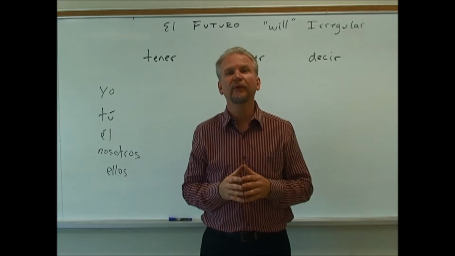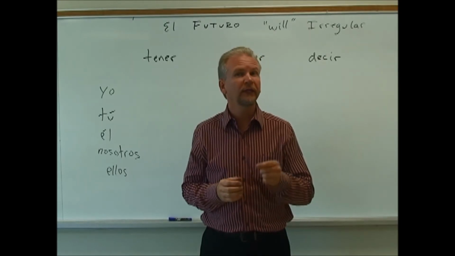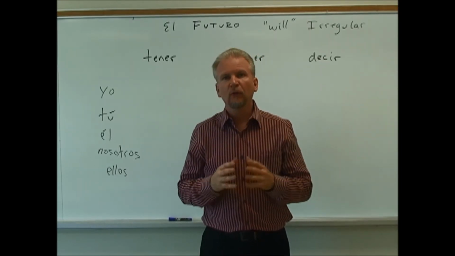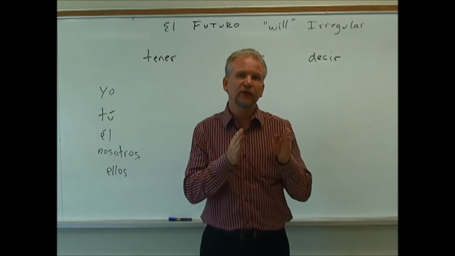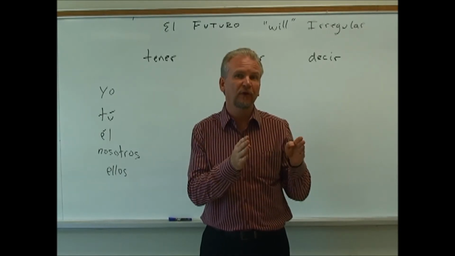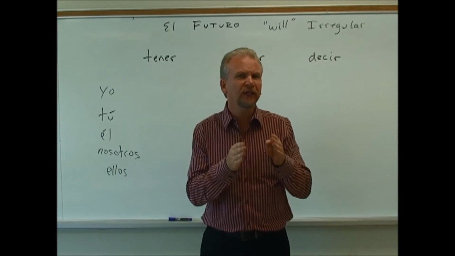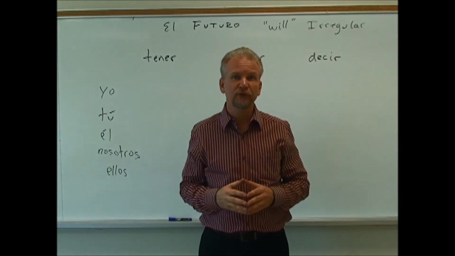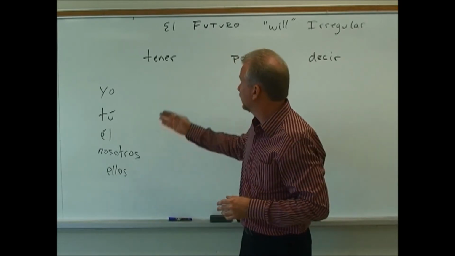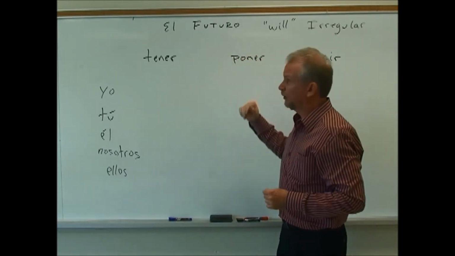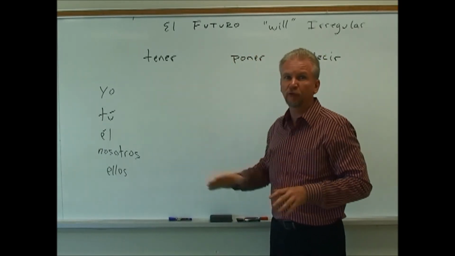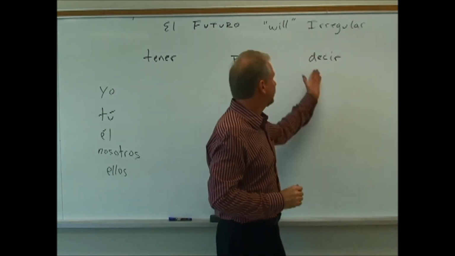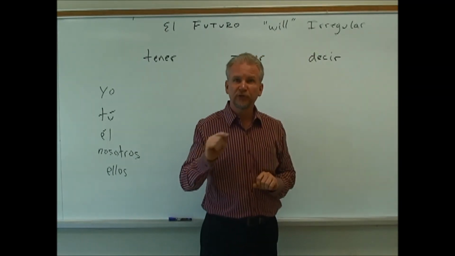Now, with the future tense of futuro, not every verb is treated the same way. We do have some irregular forms. El futuro, irregular. Why are these irregular? Because the root part or the stem of the verb gets a little spelling change. There are a few examples we will take a look at. One is tener, to have, poner, to put or to place, and decir, the verb to say.